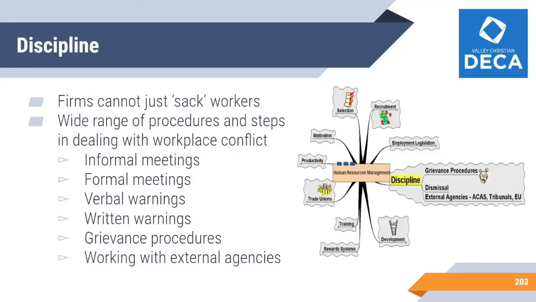And next is discipline. So firms simply can't just fire workers. So instead, HRM has a wide range of procedures and steps to deal with these workplace conflicts. And some common ones are informal meetings, formal meetings, verbal warnings, written warnings, grievance procedures, and working with external agencies.